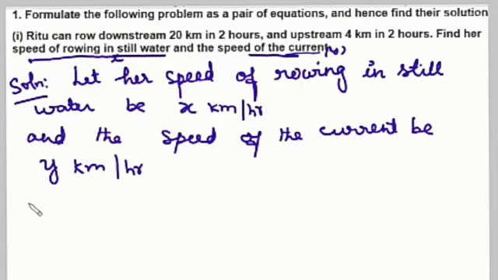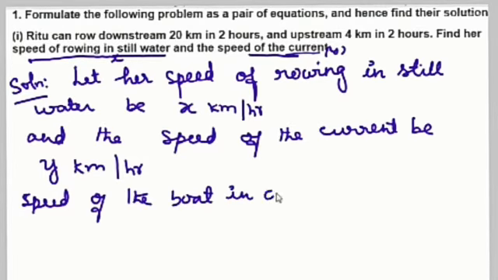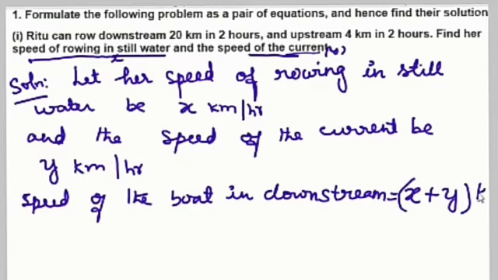Let speed of the boat in downstream is equal to first normal speed of the boat in still water is x and the speed of the current, that is y. This will be my speed in downstream.